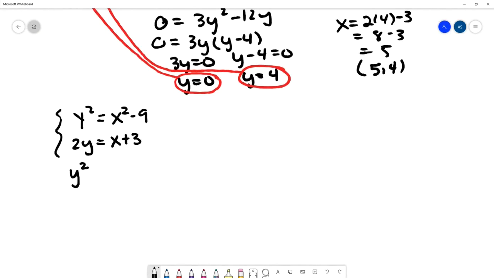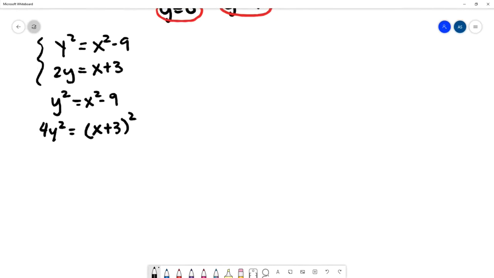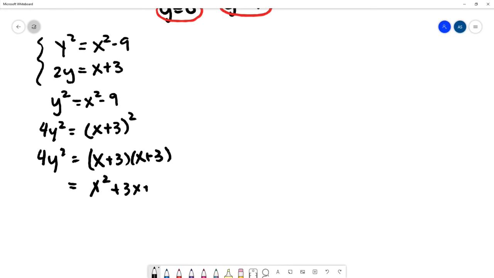So the first equation I'll leave as y squared equals x squared minus 9. The second equation, if I square the left, it will give me 4y squared, and if I square the right, I'll have x plus 3 squared. So let's simplify that second equation. We have 4y squared equals x plus 3 times x plus 3. That's x squared plus 3x plus 3x plus 9. That's x squared plus 6x plus 9.